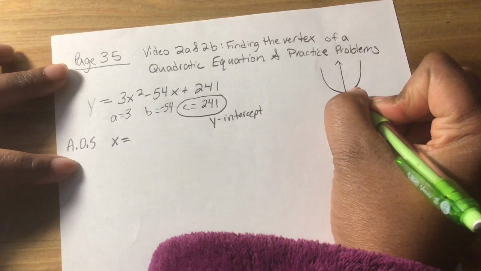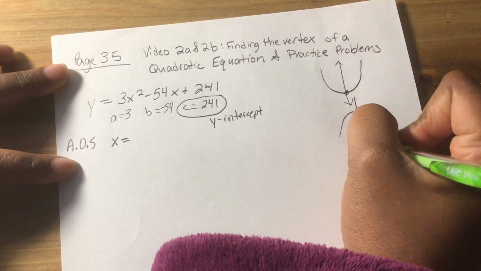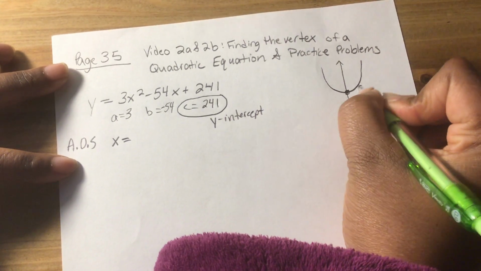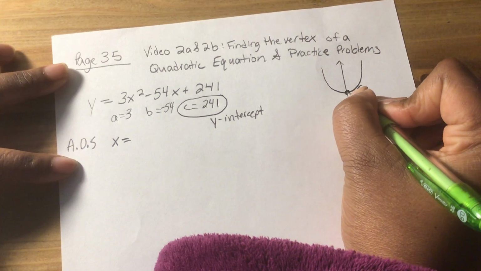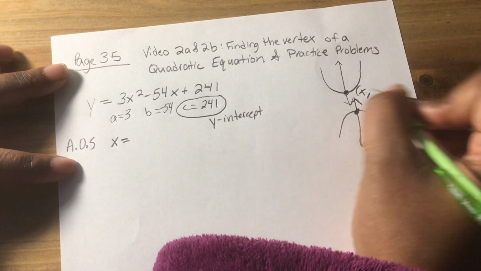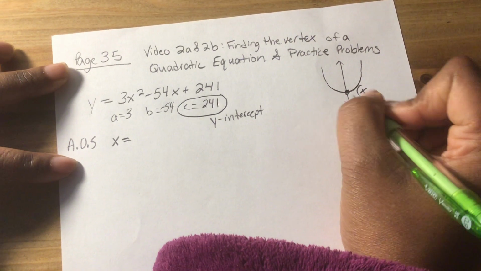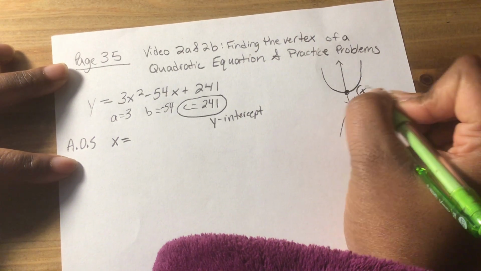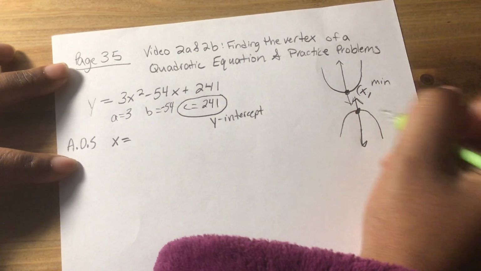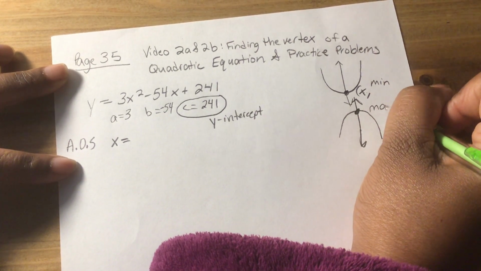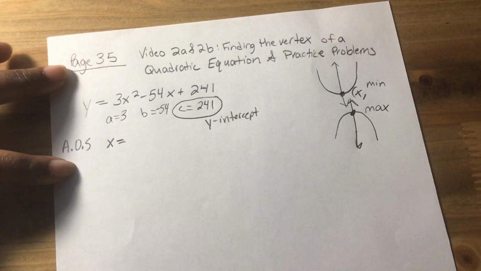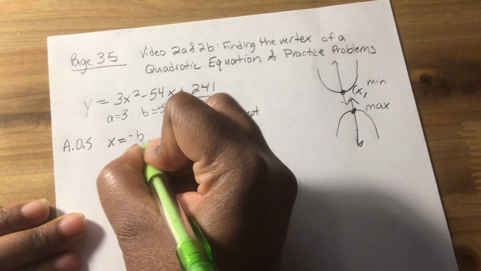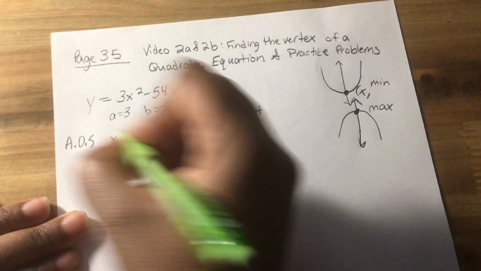So your axis of symmetry is always going to be x. And for your minimum or maximum, your vertex, this x value is the axis of symmetry for the smallest value on this U. Upward parabolas have minimum values for the vertex. Downward parabolas have maximum values for the vertex. So we're going to use the formula, which is negative b divided by 2a.